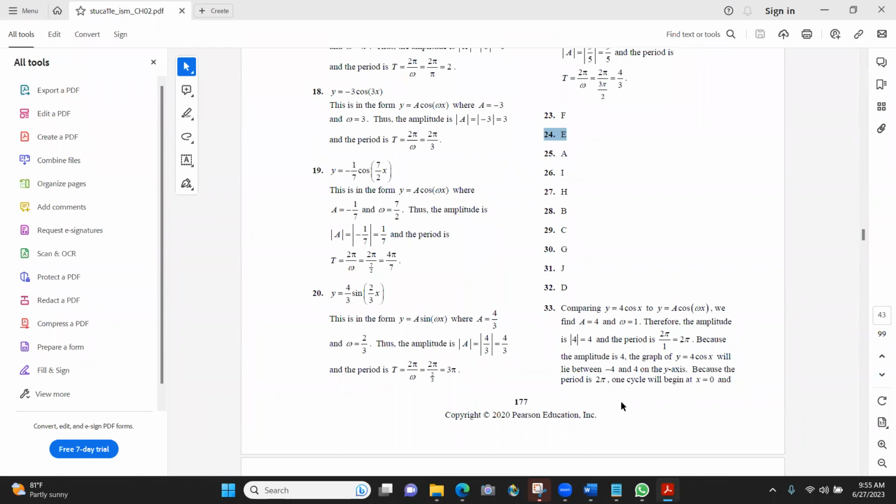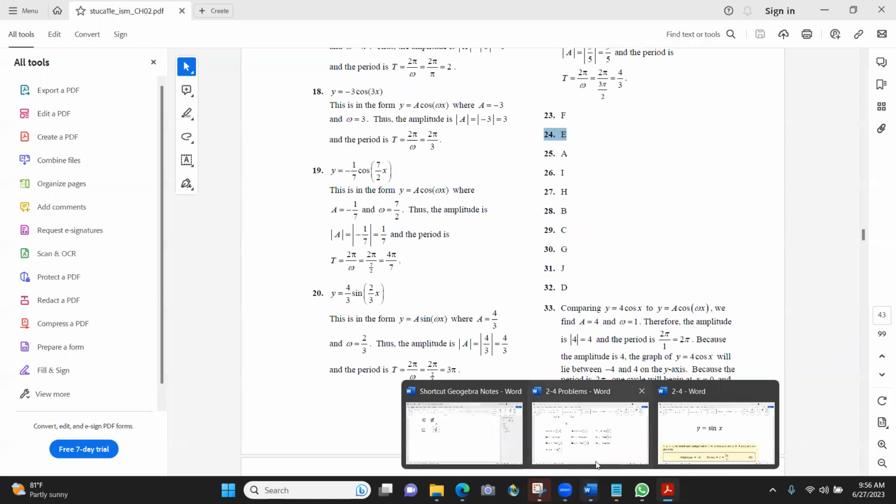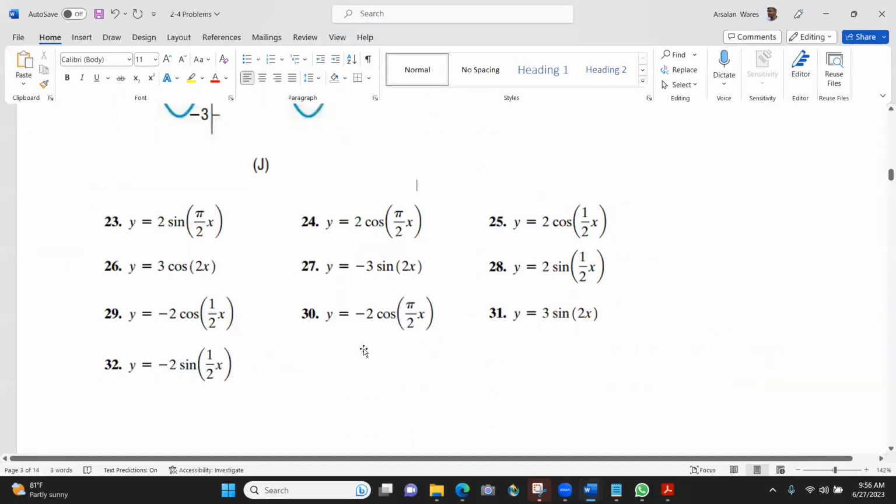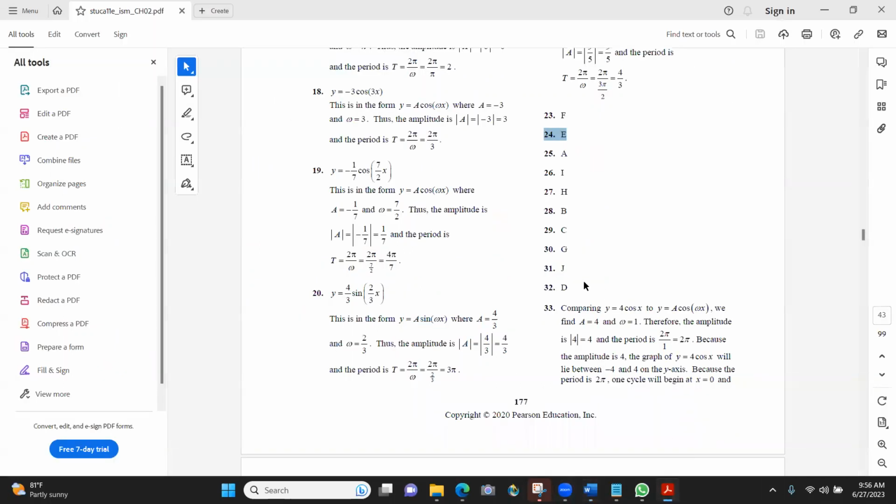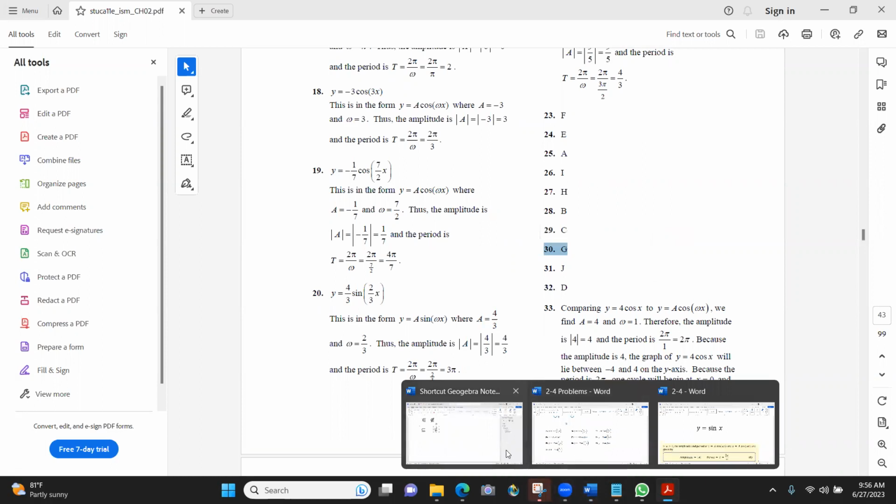Comparing this to this, we find this, the amplitude is this. Oh, did I mess up? Give me 1 second, guys. We're not, we did 30, my bad. Let's look for 30. 30 is G, we didn't mess up. We're good. Let me do one more, okay?